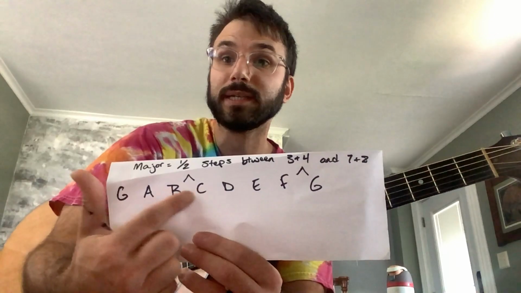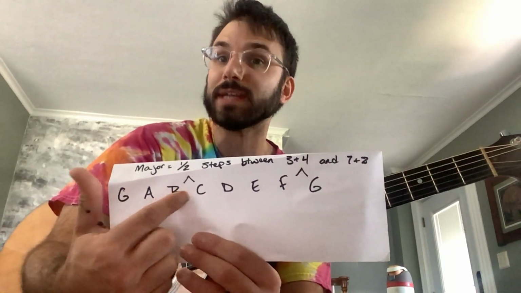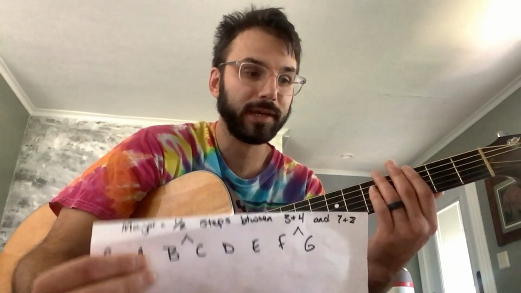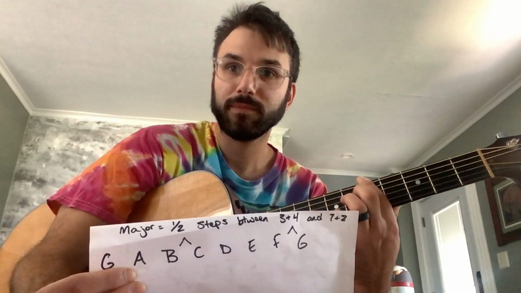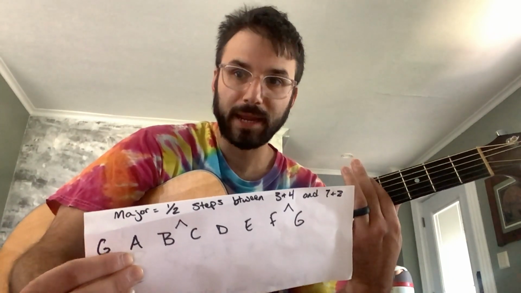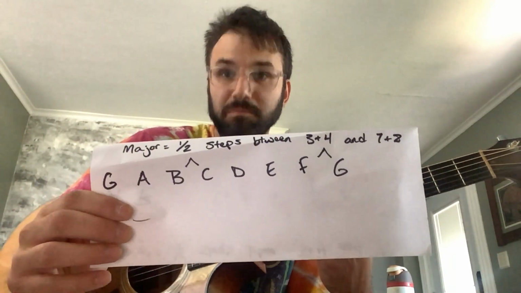From B to C, we have a half step that we need. Let's see. G to A, whole step. A to B, whole step. What about B to C? There's no B sharp, so the next one up, that's C right here. Is that a whole step or a half step? If you're hearing the Jaws theme song, you should be saying half step. That's a half step. So is what we have on paper good so far?